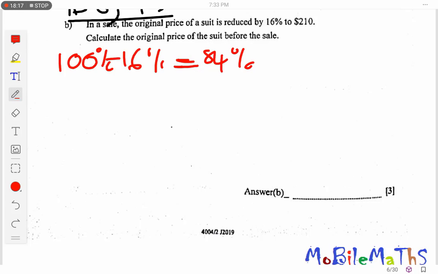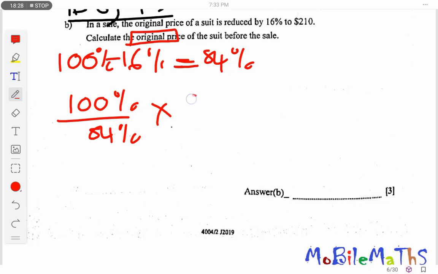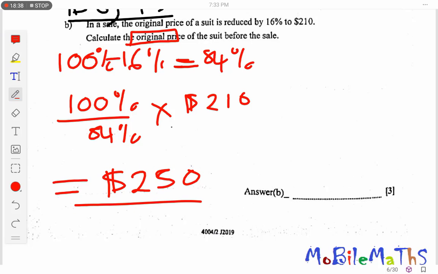So for you to get the original now, we can say original was 100%. So we can say 100% over 84% times the money, which is 210. Then we'll get our money. If you punch in your calculator, you should get yourself $250. Okay, so this is another way of doing it. Let's move on.